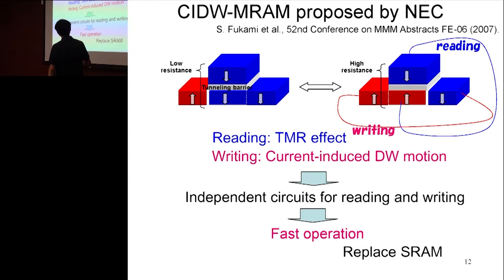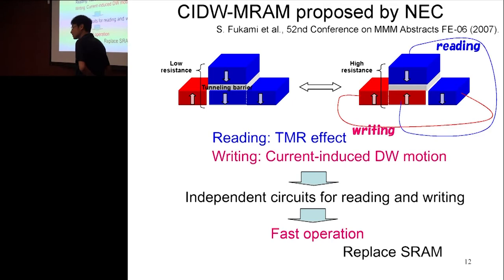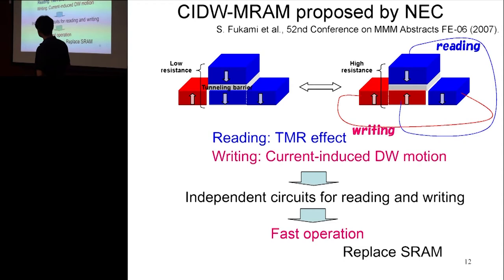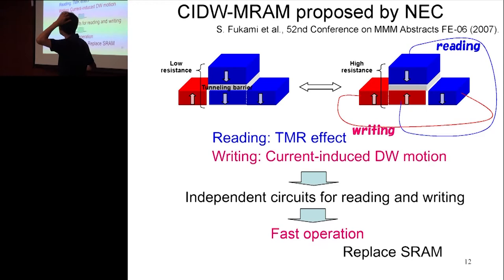Maybe you can easily see here is the domain wall. If we push this domain wall from here to the right, then you get the parallel state, so this is writing. The proposal is to use two electric circuits independently for reading and writing. Because it has independent circuits for reading and writing, this is very fast. And the people at NEC proposed to replace static random access memory, which is the fastest memory in your computer but volatile, by this non-volatile fast magnetic random access memory.